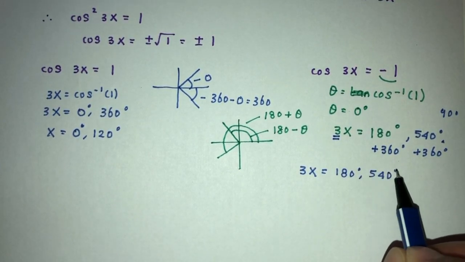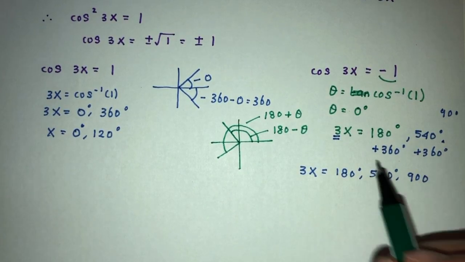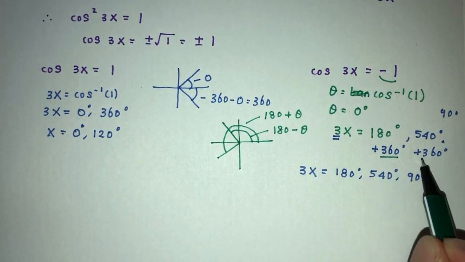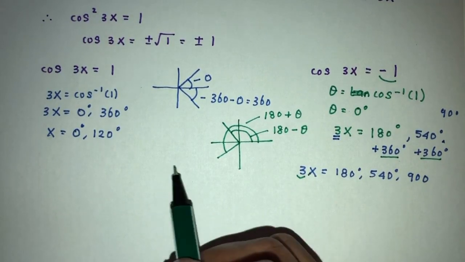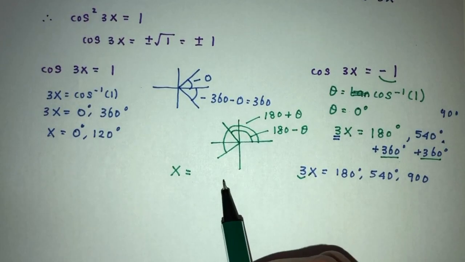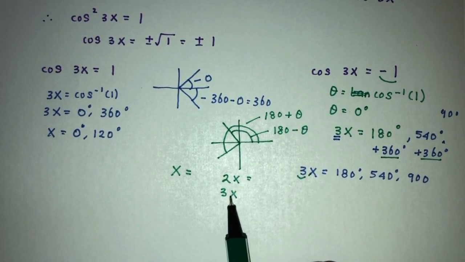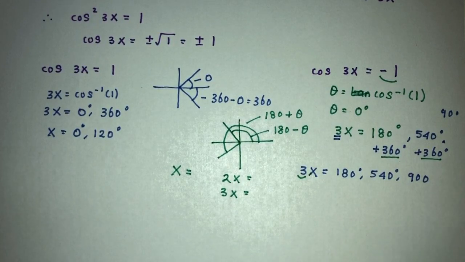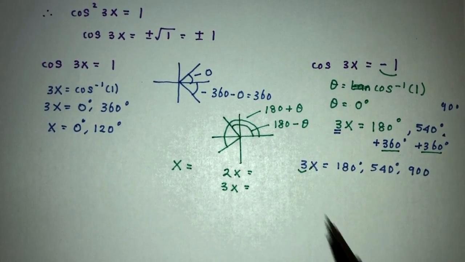540, and then 900. So the reason why I plus 360 here and here is because the coefficient of x is 3. If it was just x equal to those values, we don't need to do that part. But now if you have 2x equal to them or 3x equal to those values, I recommend doing that because sometimes what may happen is you may miss some values.